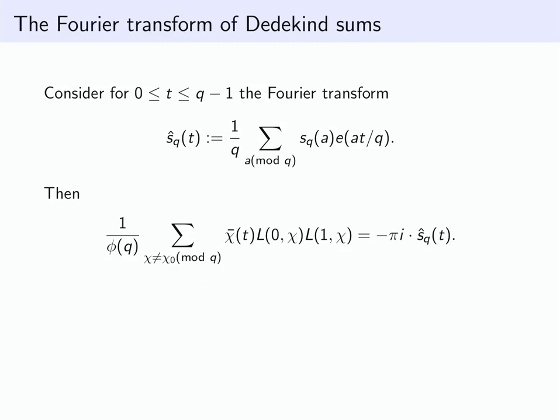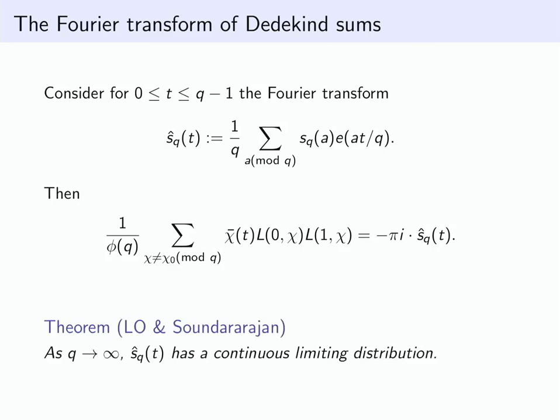And so what Sound and I are able to prove, using the same kind of ideas that go into our study of C2, is that this Fourier transform has a limiting distribution. It's continuous. It exhibits doubly exponential decay, things like that. All right. So that's something I like.